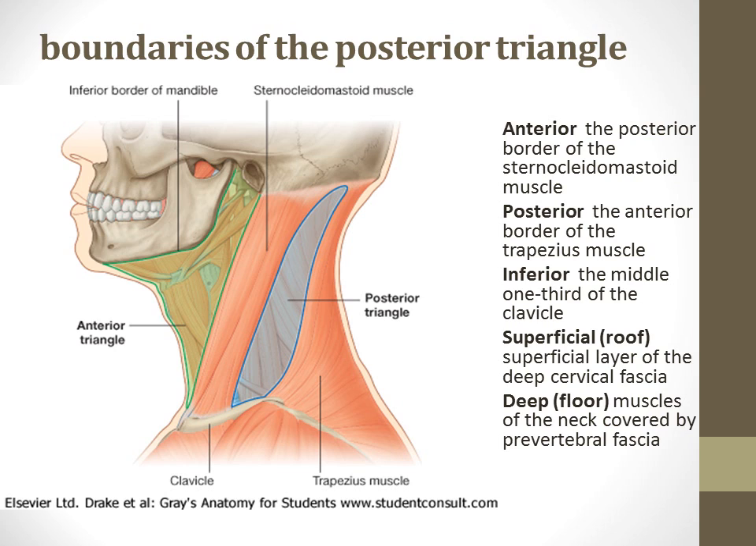So on this picture you can see the posterior triangle, and you can see the borders. Anterior, the sternocleidomastoid, or the posterior border here. You have the anterior border of the trapezius posteriorly. Inferiorly, you'll have the middle third of the clavicle. The roof towards us is going to be the superficial layer of the deep cervical fascia. And the floor, or the deep, is the muscles of the neck, which are covered by prevertebral fascia.